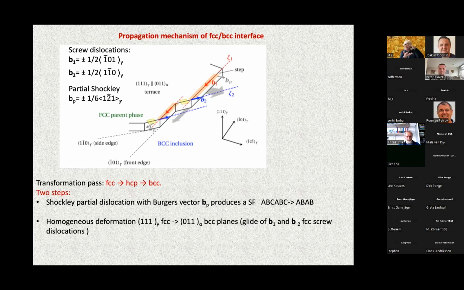And this compression is accompanied by the two screw dislocations. So in the beginning we have some shift, and then the screw dislocations finally compress the HCP structure to produce the BCC one.